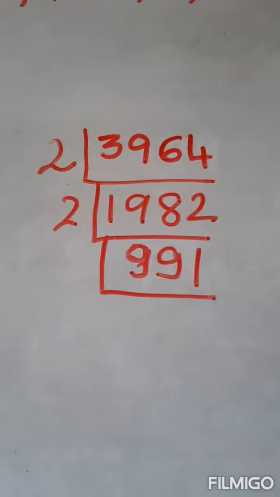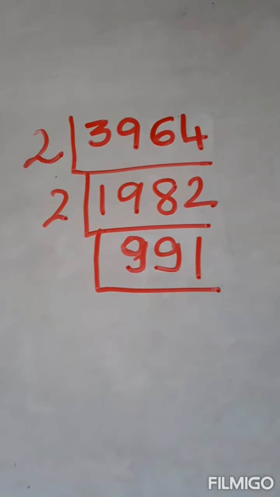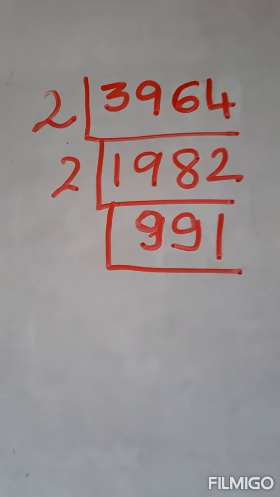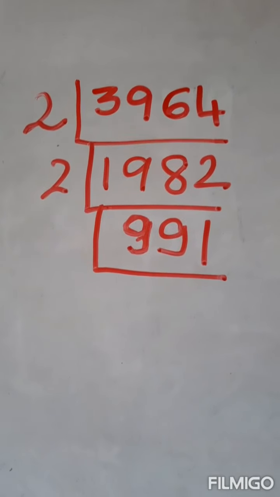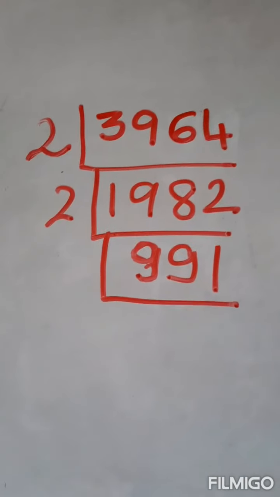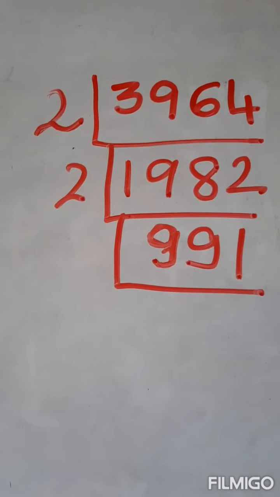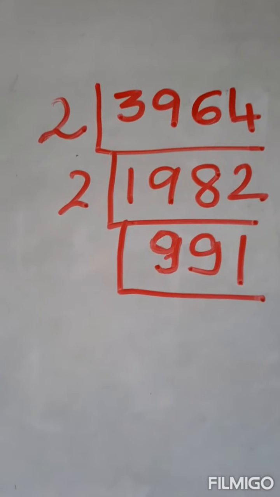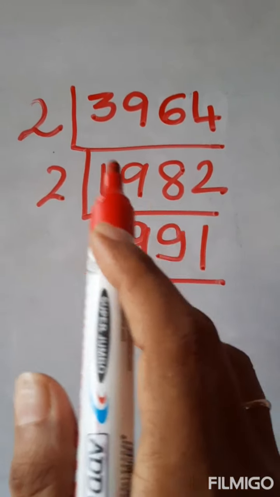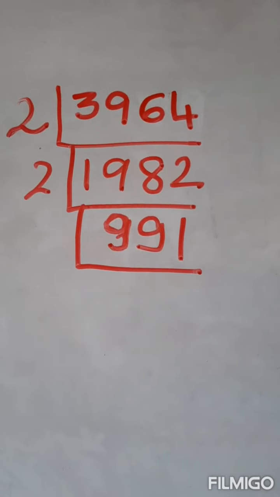991 is not divisible by 2 because it is not even, and not by 3. Here we are going to use the divisibility rule for checking whether it is divisible by any of the prime numbers or not. But actually 991 is a prime number itself, so it is not divisible by any other prime number. Therefore, this number is not a square number. 3964 is not a square number.